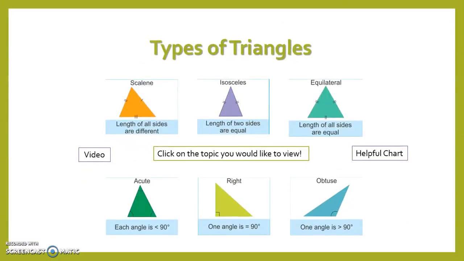Okay, so these are the types of triangles that we're going to talk about. Scalene, isosceles, and equilateral. All of these triangles are classified based off their sides. And then we have acute, right, and obtuse, which are based off of their angles.